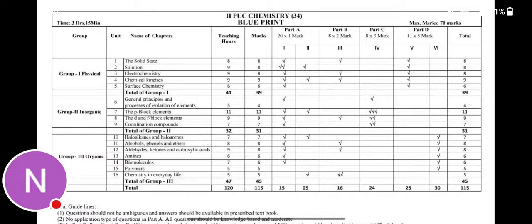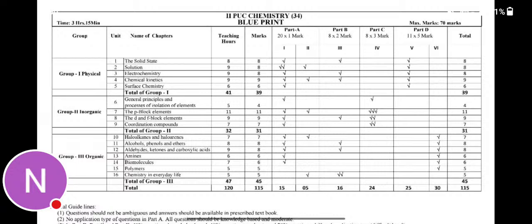Next is the fifth one, surface chemistry. 6 marks are there for this chapter. In this, 1 question is there from part A first main for 1 mark, 1 question for 1 mark, and 1 question in part D, fifth main, for 5 marks. Totally 6 marks from this surface chemistry chapter.